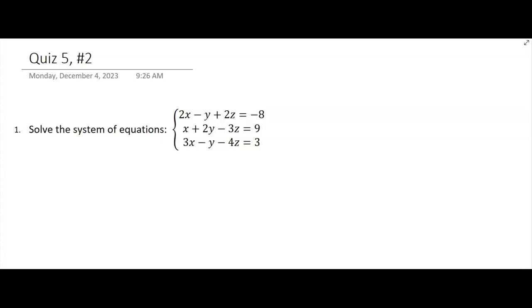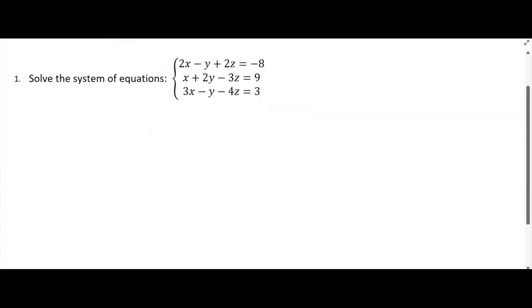Okay, so in the first problem, we had two equations and two variables, x and y. This time, though, we have three equations and three variables. However, we're going to use the same process of elimination or addition. Again, you could go with substitution, but it's going to be a lot harder. Okay, so let's not go that way.